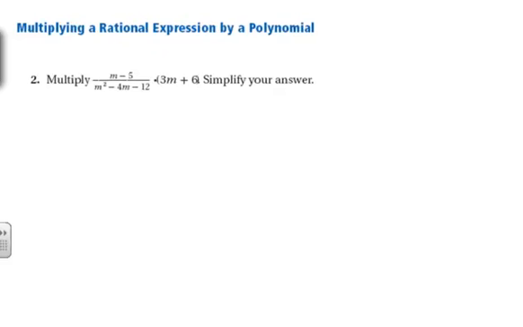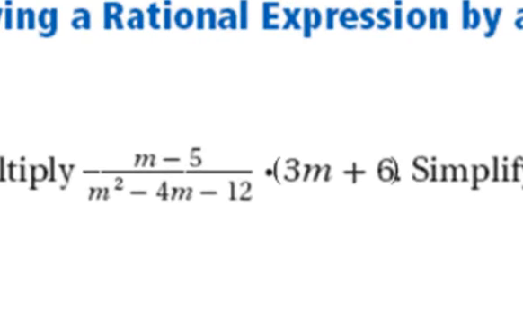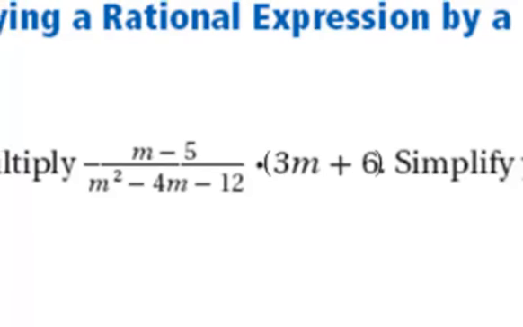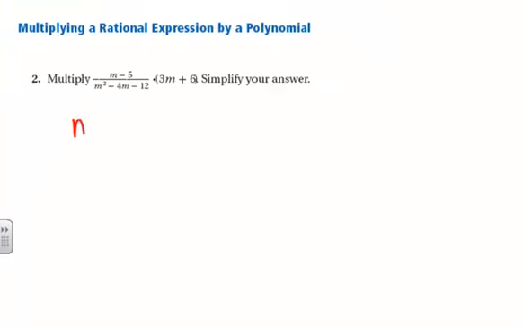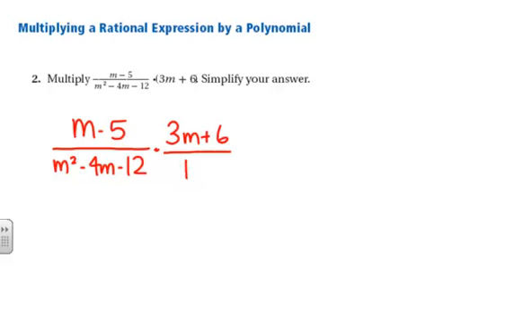So the next one's a little trickier. It says to multiply m minus 5 divided by m squared minus 4m minus 12 times 3m plus 6. So remember, we can rewrite this as m minus 5 divided by m squared minus 4m minus 12 times 3m plus 6 all over 1. And then it turns back into the first problem that we did, where everything on the top is multiplied together and everything on the bottom is multiplied together.